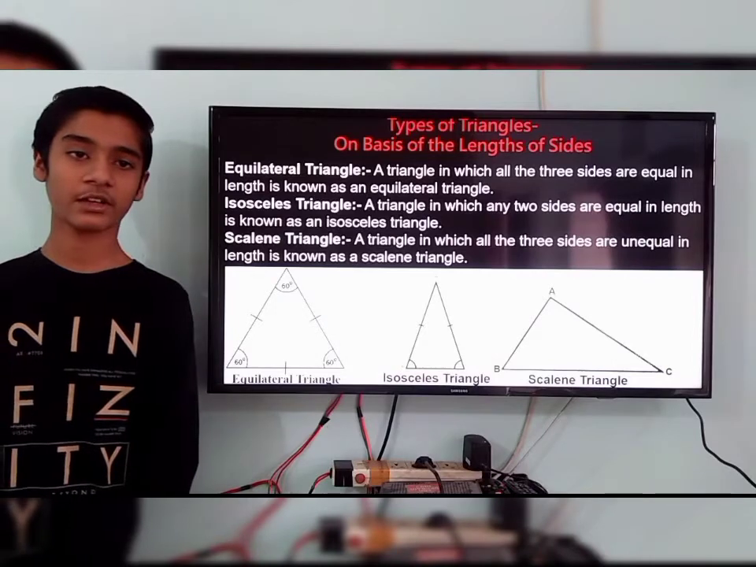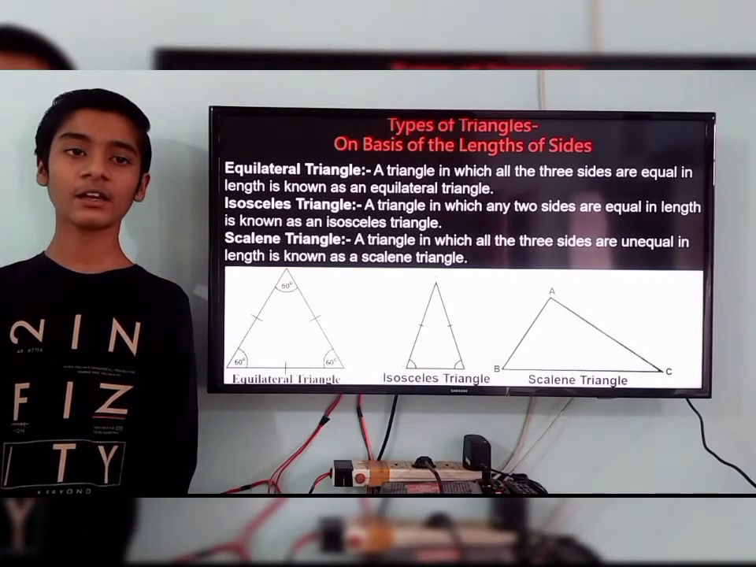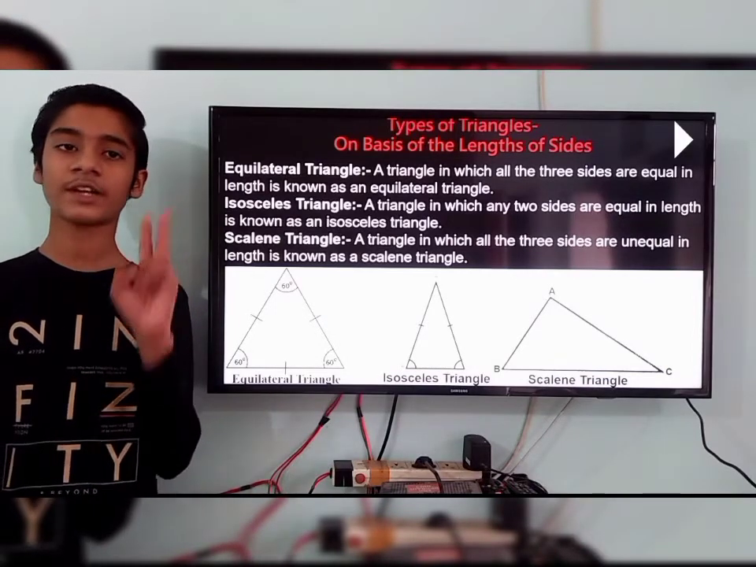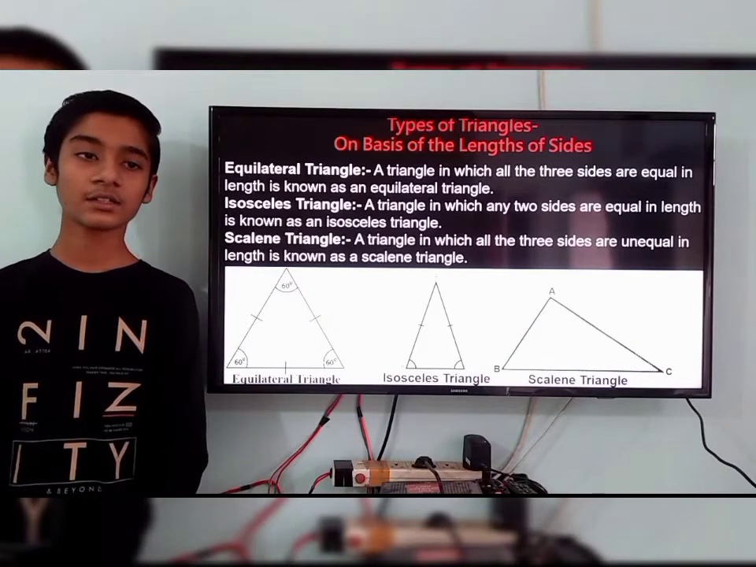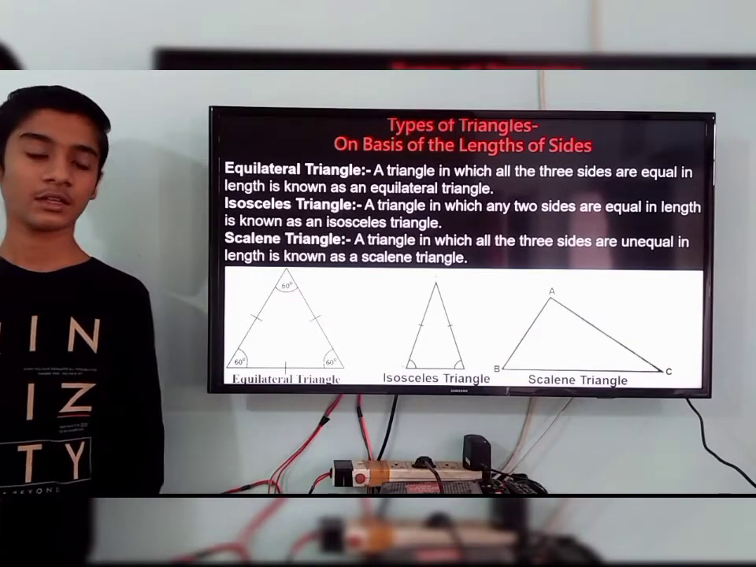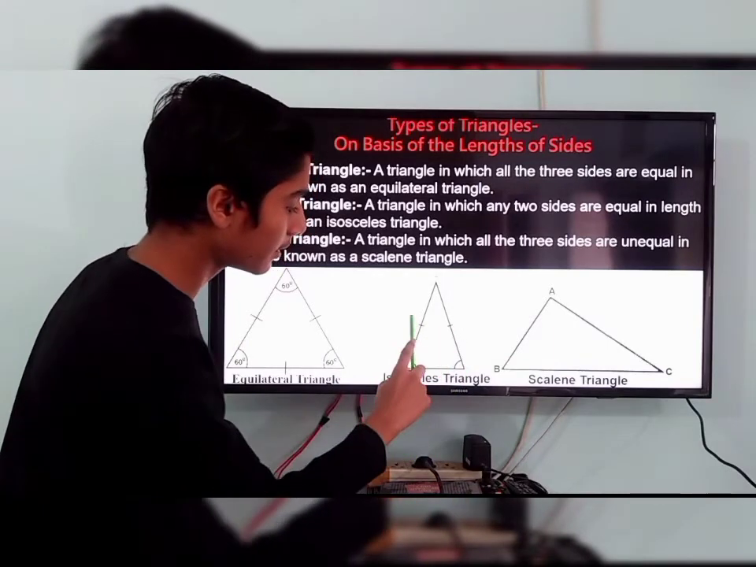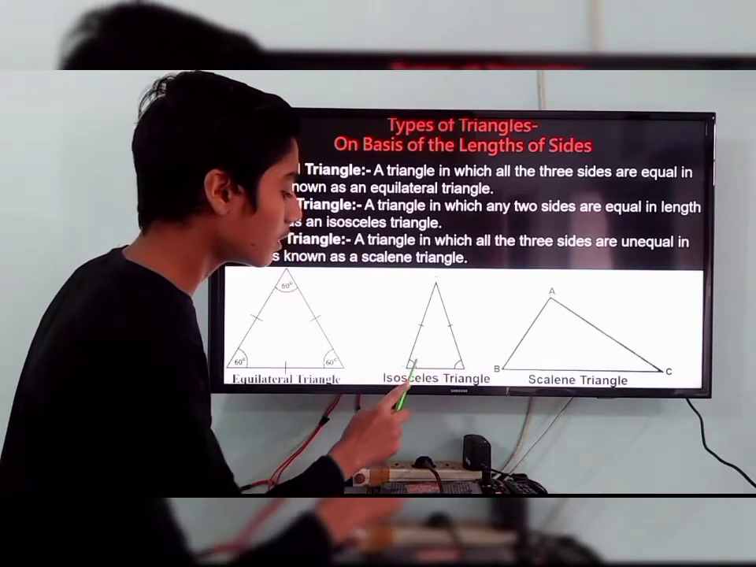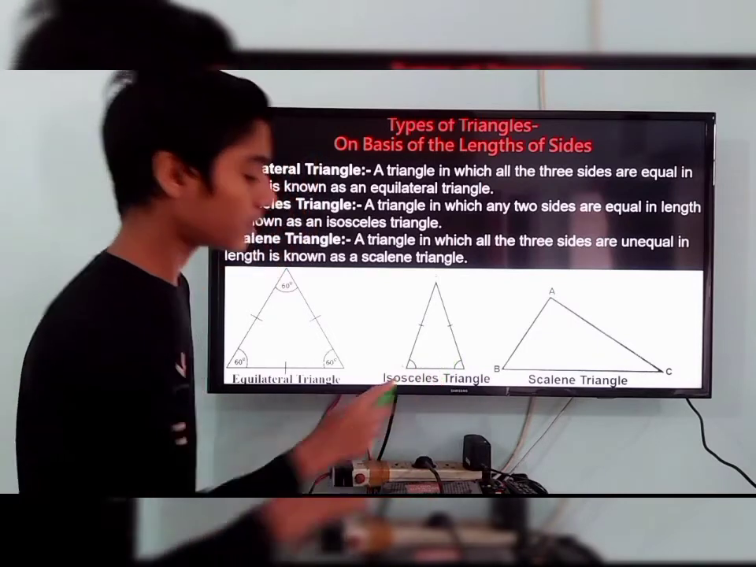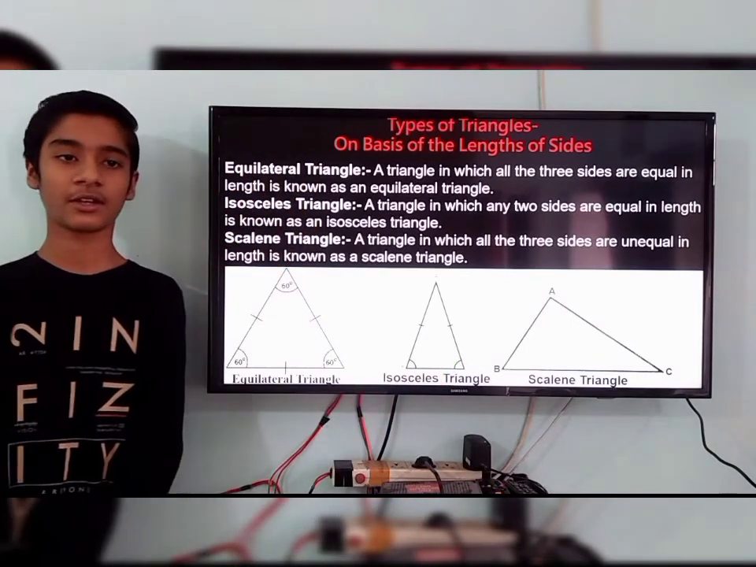Now, isosceles triangle. A triangle in which two sides are equal in length is known as an isosceles triangle. Now, this is the figure of an isosceles triangle. Here, only two sides are equal and two angles are equal. Therefore, it is known as an isosceles triangle.